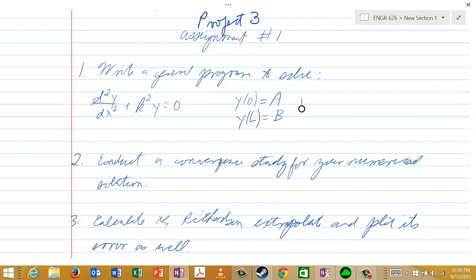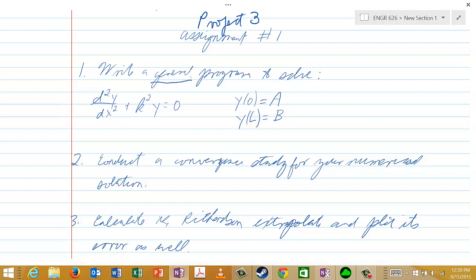And of course, you know by now that by general, what we mean is that you should write your program in such a way that you can easily vary the number of nodes, the value of A, the value of B, the value of L, and the value of K. You should write your program so that all of those can be easily varied at the very beginning of your program.